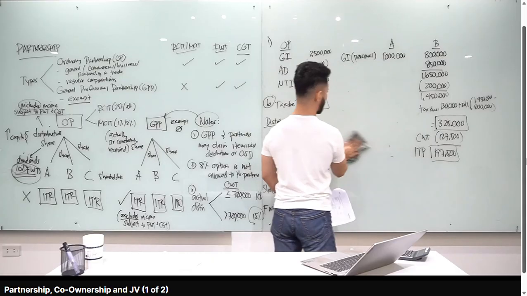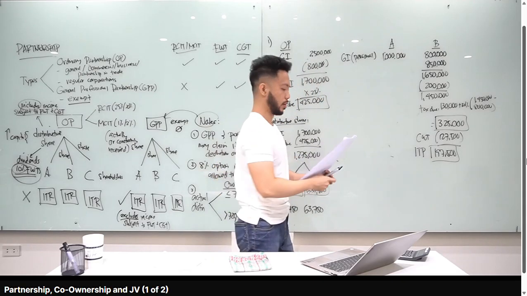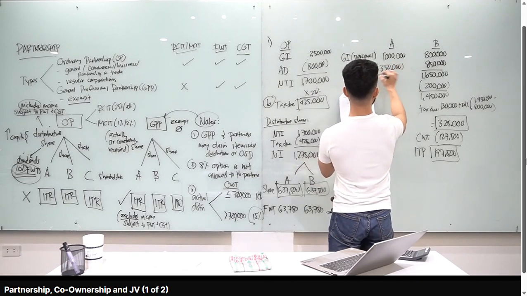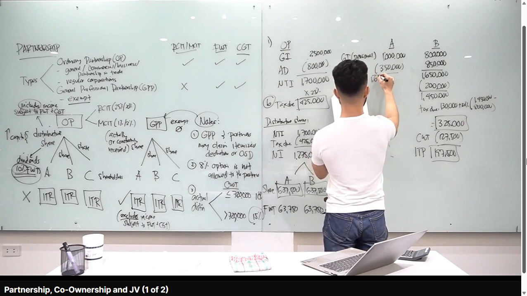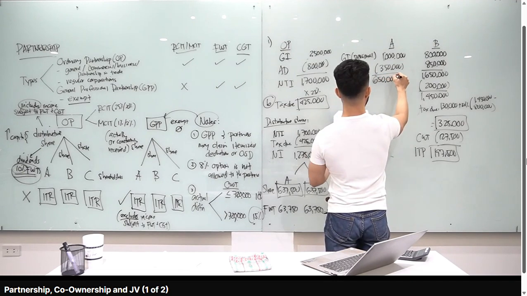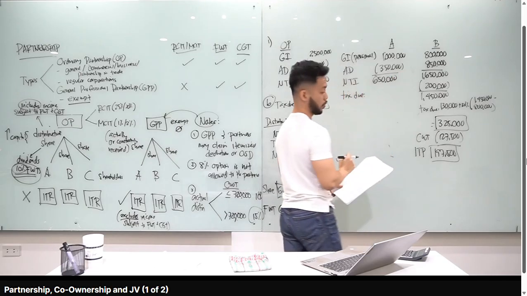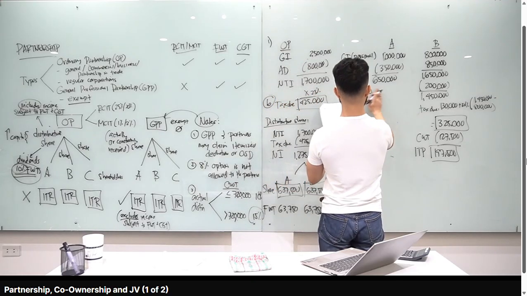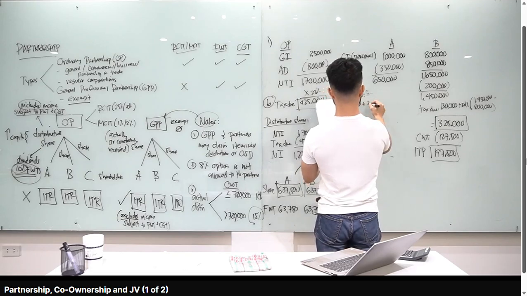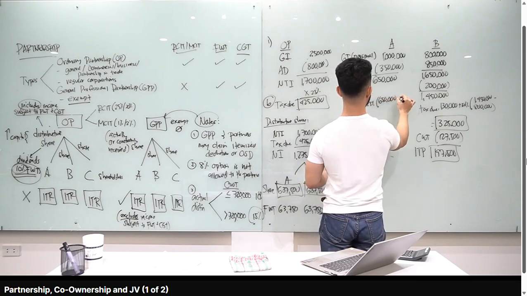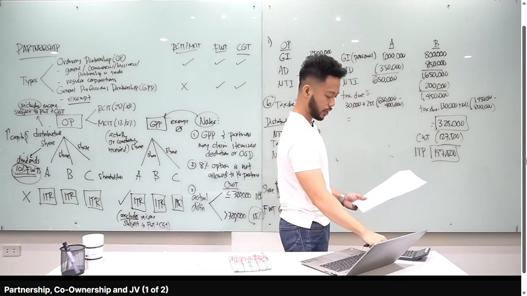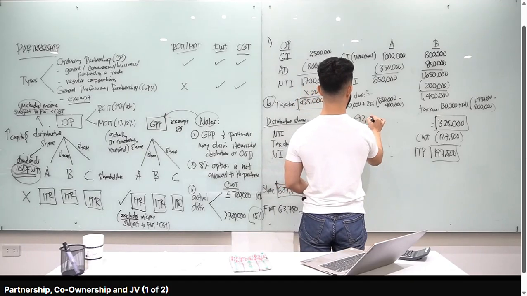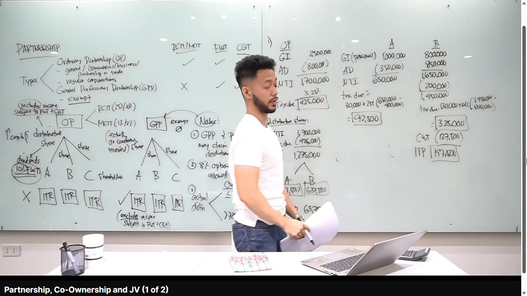So, si A, meron siyang gross income na 1 million sa separate, sa personal business niya. Meron siyang allowable deductions na 350,000. So, 1 million minus 350,000, this is the net taxable income of partner A, that's 650,000. Let's compute the tax due using the tax table. 650,000, nandun siya sa 30,000 plus 25% in excess of 400,000. So, 650,000 minus 400,000 times 25% plus 30,000, you get 92,500. Our income tax due is 92,500. That's also our income tax payable.